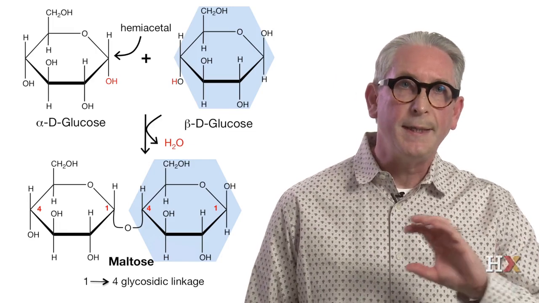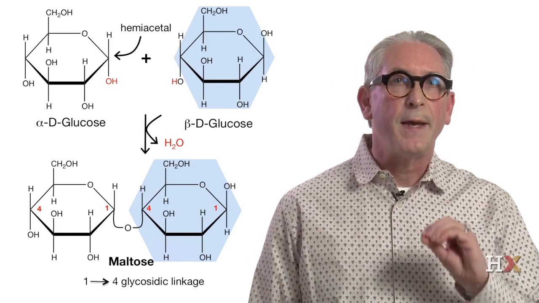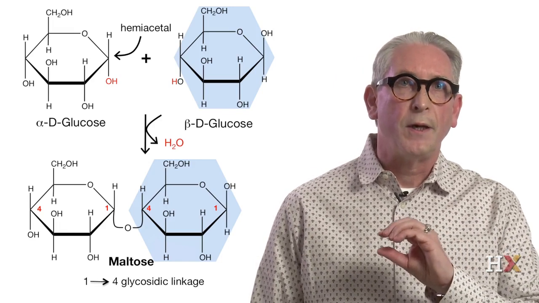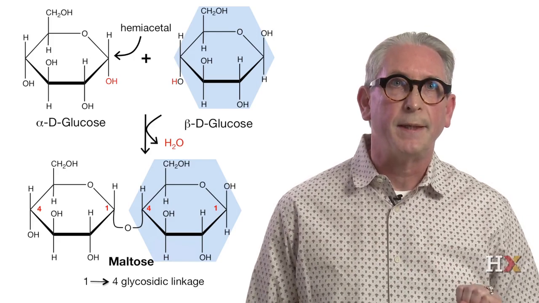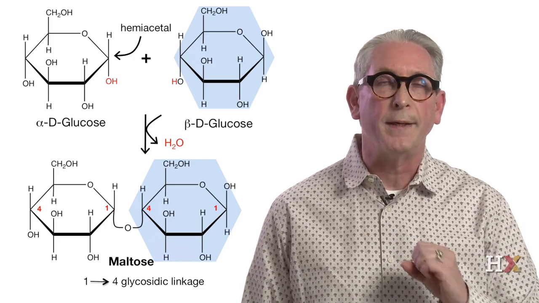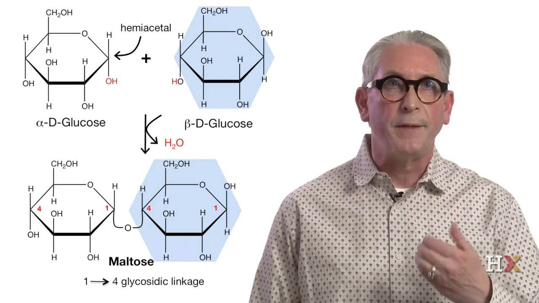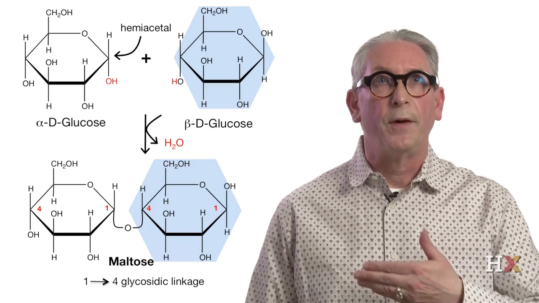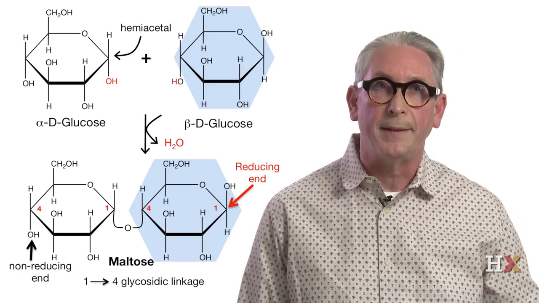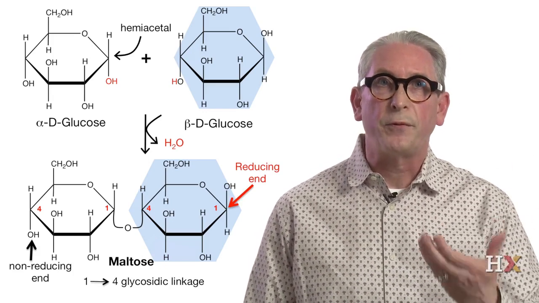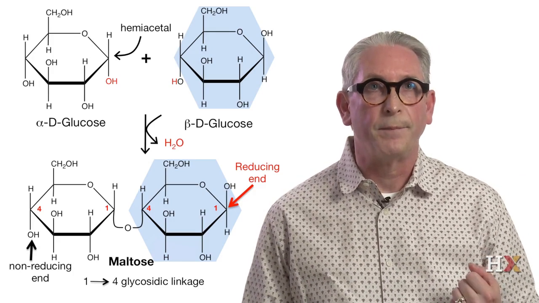If we look in detail at the structure of this disaccharide, we can see that we still have a reducing group that is carried by the carbon 1 of the beta-D glucose unit. So this disaccharide will have a reducing end, and on the opposite side will have a non-reducing end. And for that reason, maltose is called a reducing disaccharide.